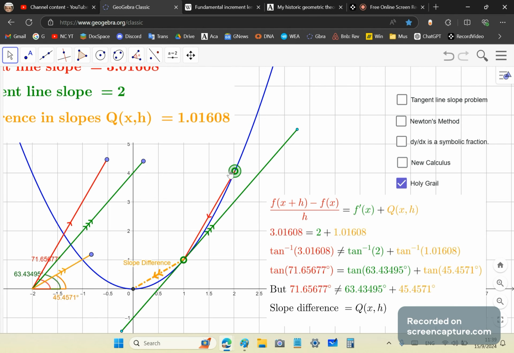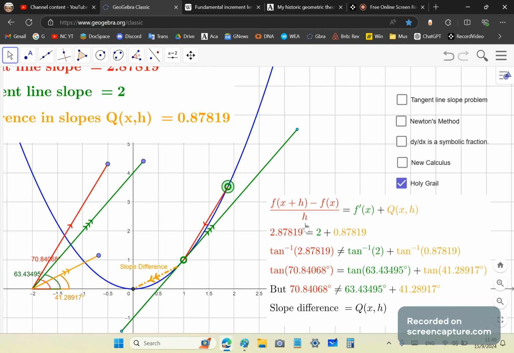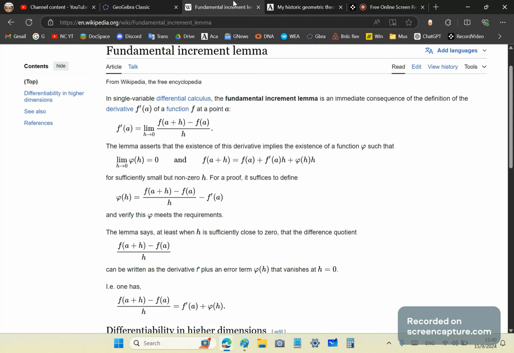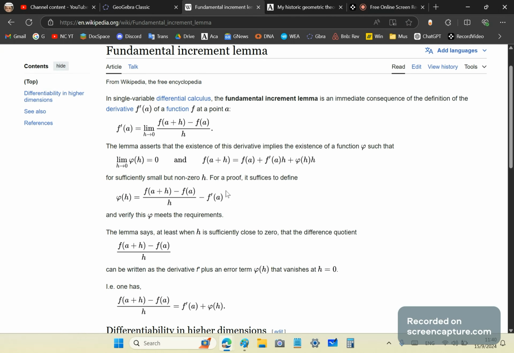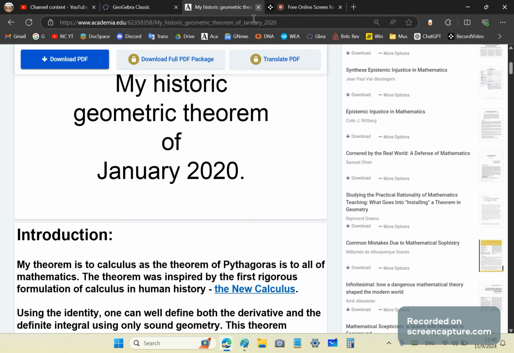Okay? So now the Holy Grail, which is this identity here, by the way, has nothing to do with the fundamental excrement lemma, which you'll find on Wikipedia. This is just nonsense. This here is talking about a bullshit concept called an infinitesimal. Okay, and there's no such thing. So X that. Don't even go there. It's a load of rubbish.